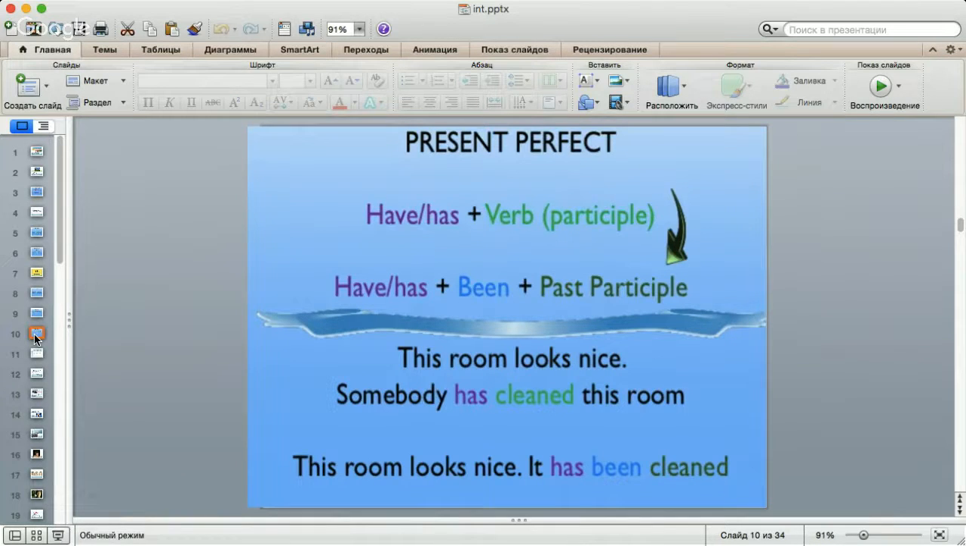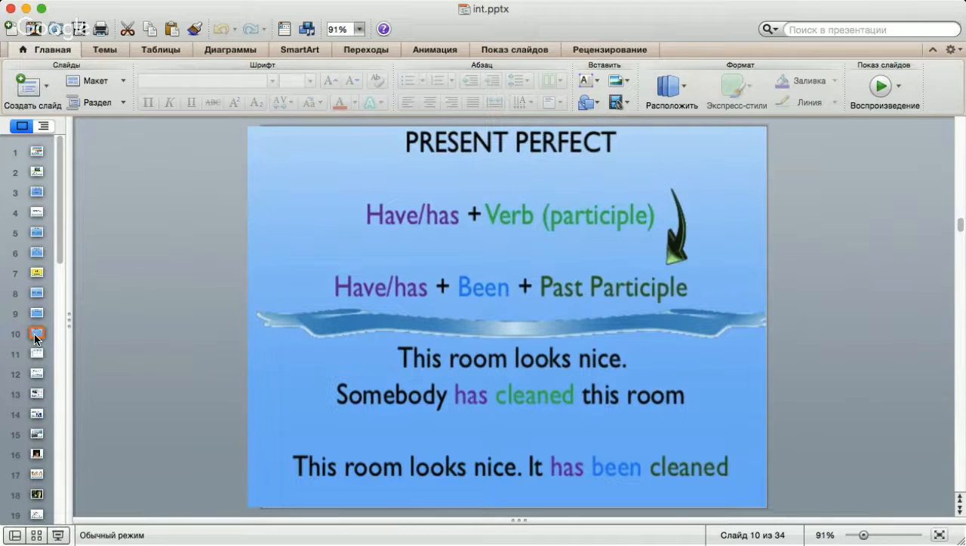We take have or has, have for the plural and has for the singular, and then we take the verb to be, but not just the verb to be, but its third form. So we take been, which is followed by past participle. This room looks nice. Somebody has cleaned this room.